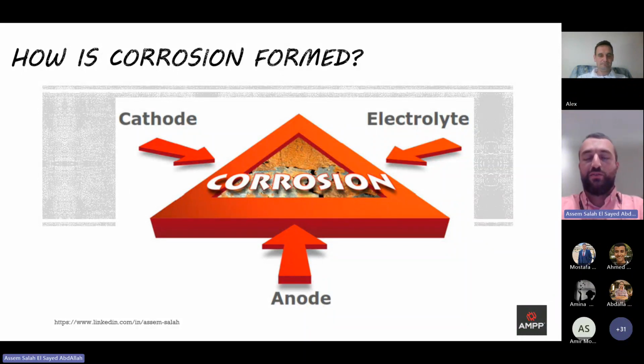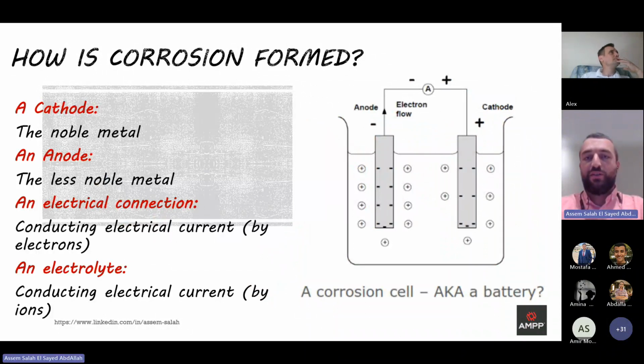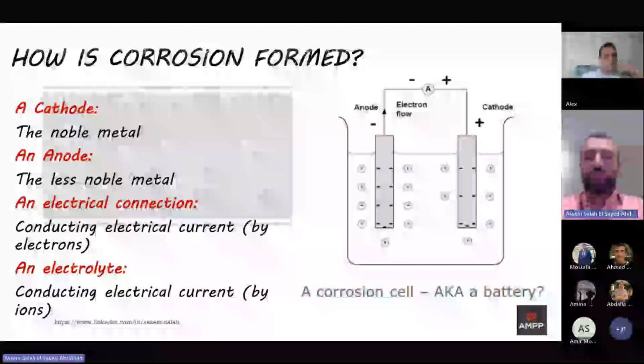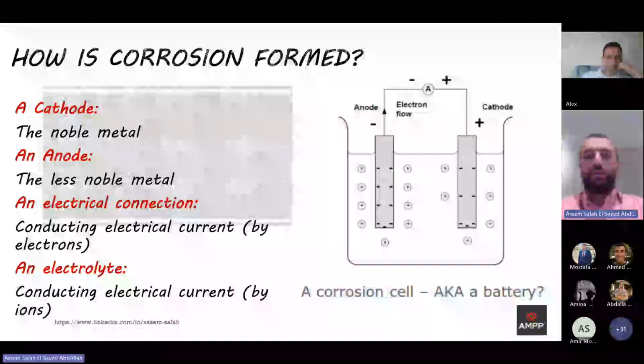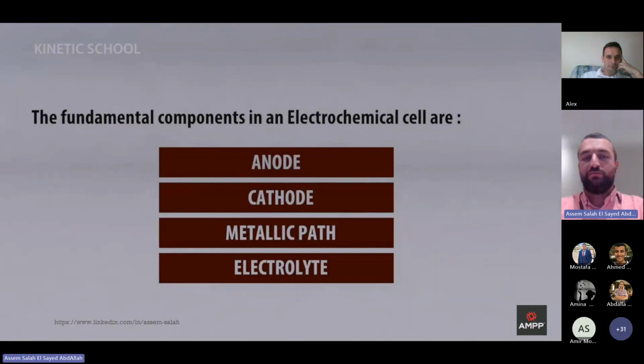These three angles of the triangle are the cathode, the anode, and the electrolyte. The cathode is the positive part of the cell, and the anode is the negative part of the cell. The electrolyte is the material in which the cathode and the anode are put, and we also have the electrical connection. If we have those four elements, you have an electrical cell. And now I think we have a small video explaining what the anode and the cathode are and how the corrosion is applied.